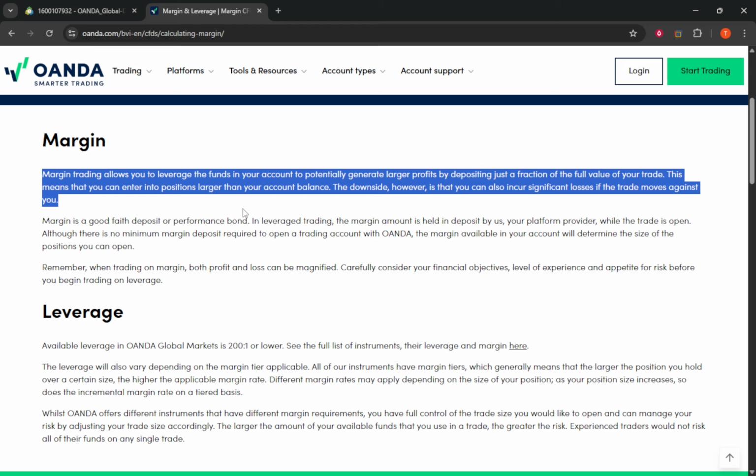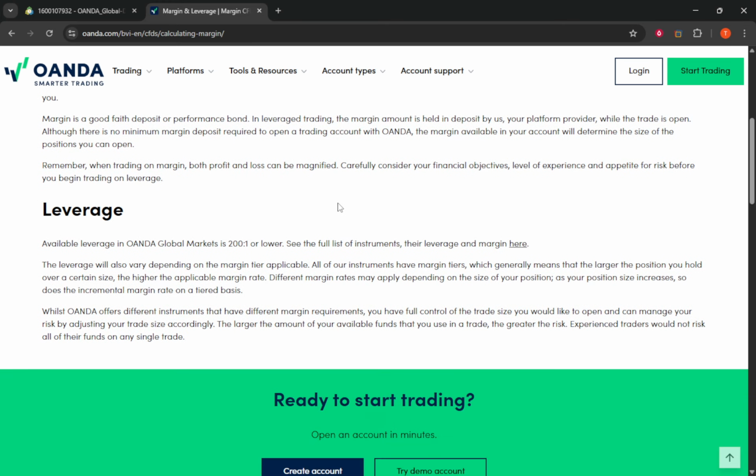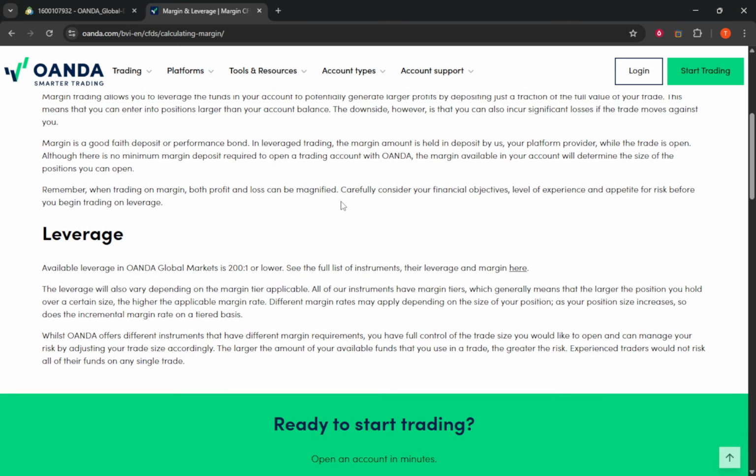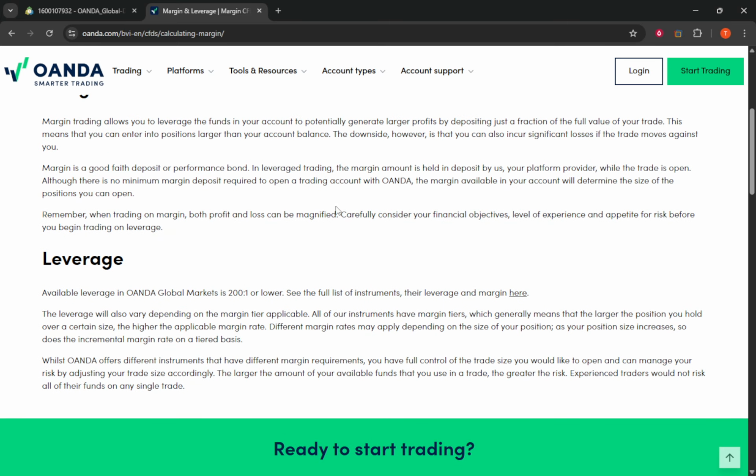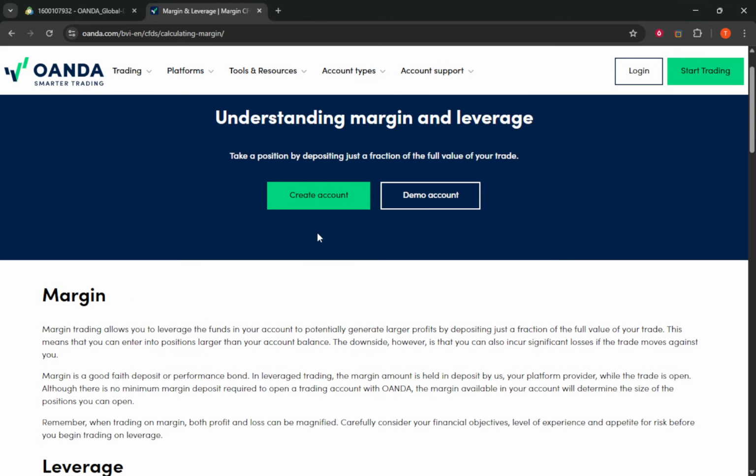By using margin, you can control a larger position than the cash you have in your account, thanks to leverage. For example, if you have a balance of $100, leverage can allow you to control a position size of $1,000 or more. Just remember, leverage cuts both ways. It can amplify potential profits, but it also magnifies losses, so careful position sizing is essential.